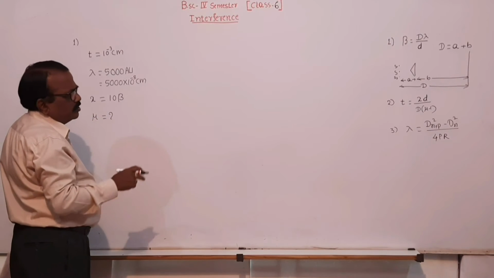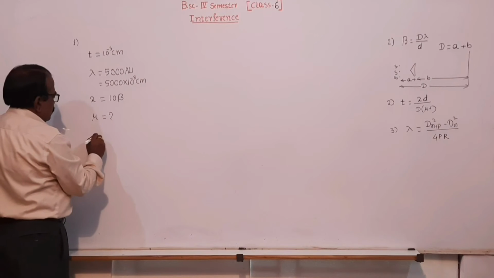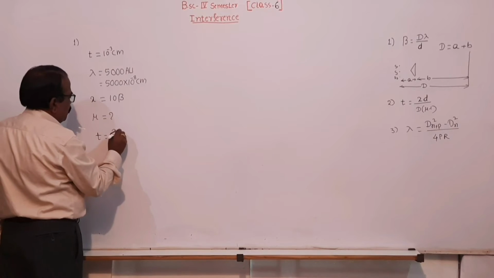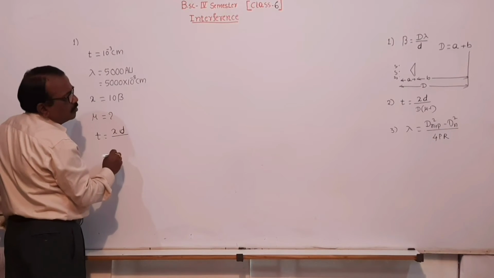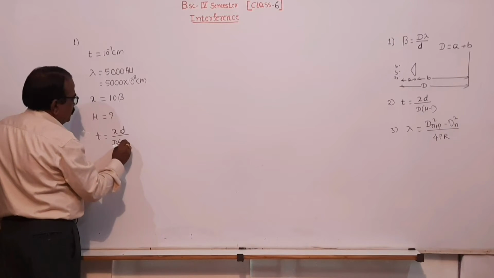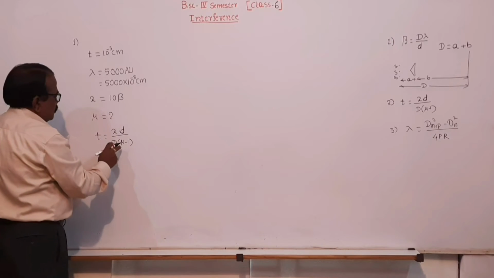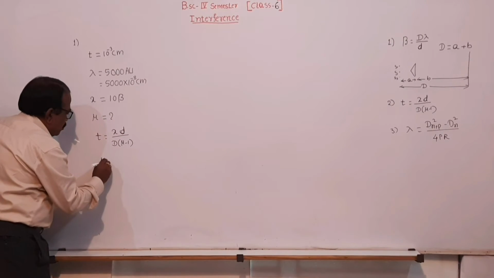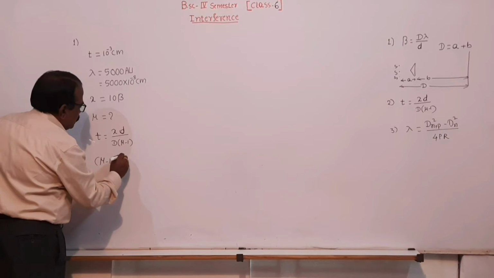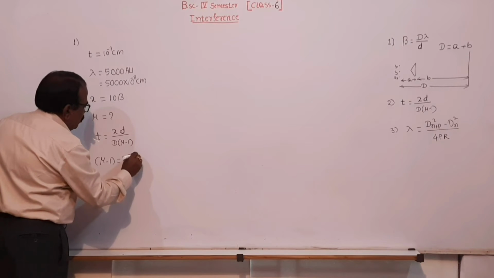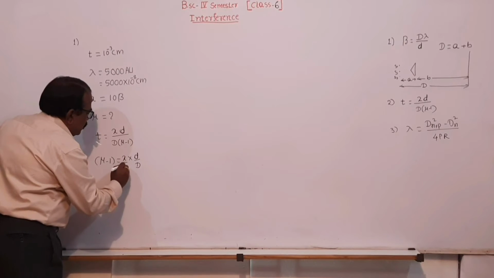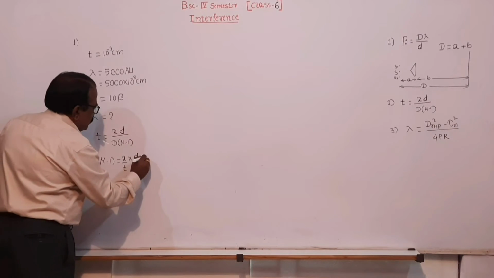So you see the second formula, that is t is equal to xd upon D into mu minus 1. So your mu minus 1 is equal to x into d upon D upon t. Call this equation 1.